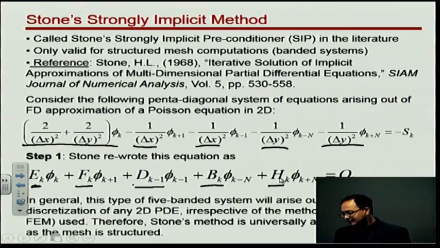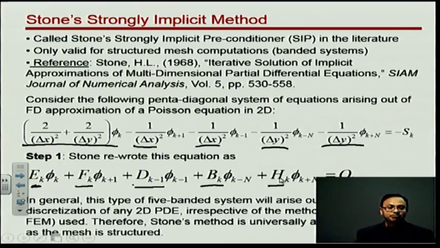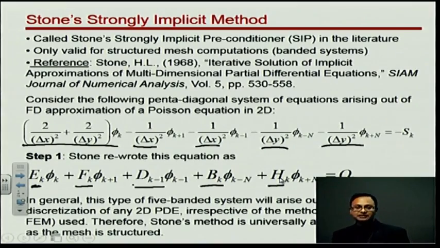Now, as I said, this can be done in 3D also. We are talking 2D here, and no matter what method you use, you are going to get this kind of structure as long as you use a second order scheme. Whether it's finite difference, finite element, finite volume, it doesn't matter. As long as you are using a second order scheme, you are going to get these types of equations with 5 diagonals in 2D, if the mesh is perfectly Cartesian.